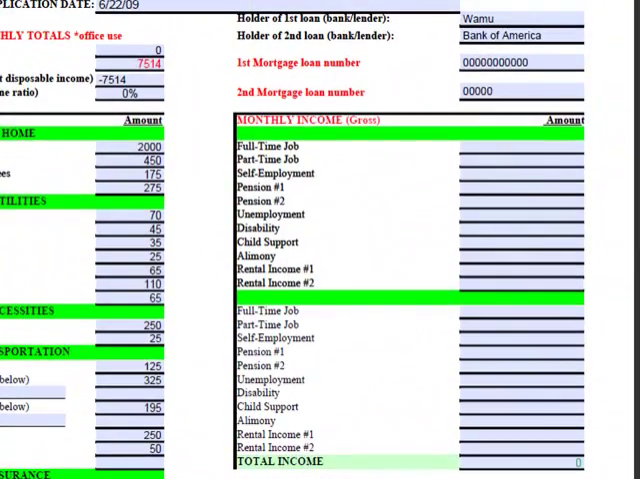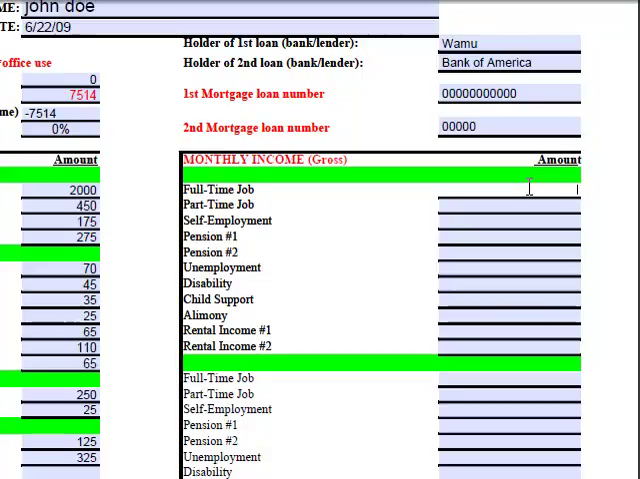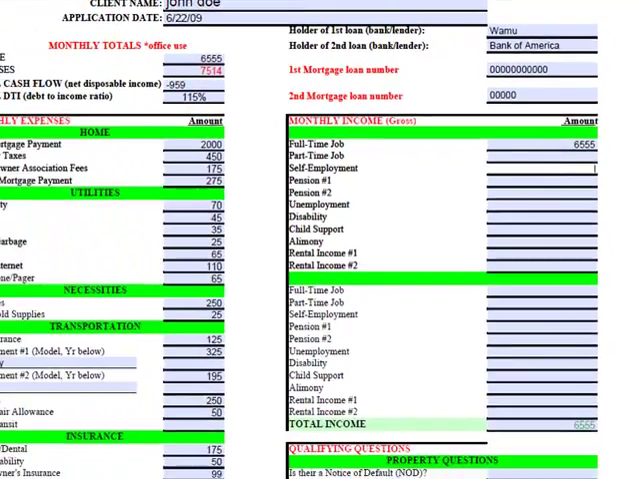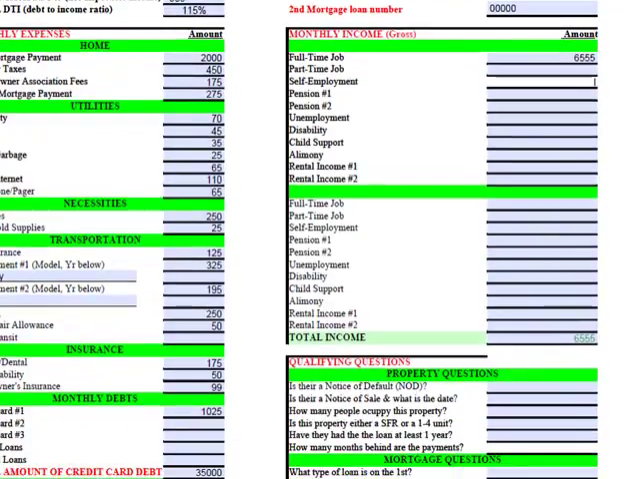Now, let's go to the monthly income. The monthly income needs to be in gross before they take taxes out. This person makes $6,555 per month. Okay? Now, the wife only has a part-time job, so you put it under part-time job. She makes, on the average, about $675 per month. She works sparingly.